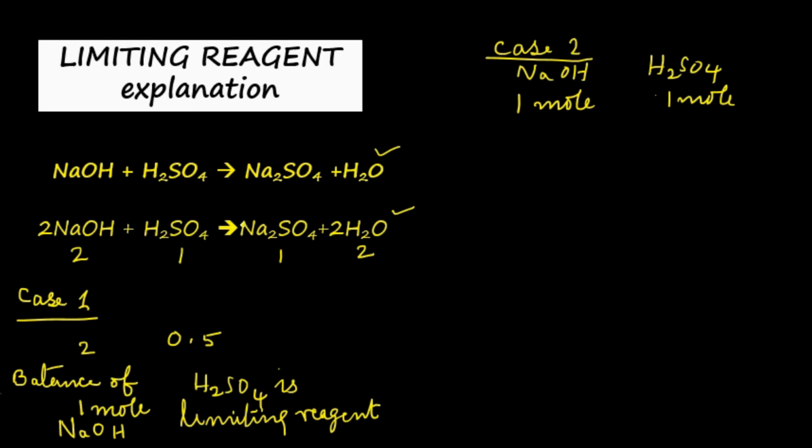But in this case, the amount of sodium sulfate formed is limited due to the limited amount of sodium hydroxide. In the first case, it was due to the limited quantity of sulfuric acid. So, in this case, the limiting reagent is sodium hydroxide. So, in both cases, you find that the limiting reagent is getting totally consumed. There is a balanced amount of the other reagent in the system. By system, we mean the place where the reaction is taking place.